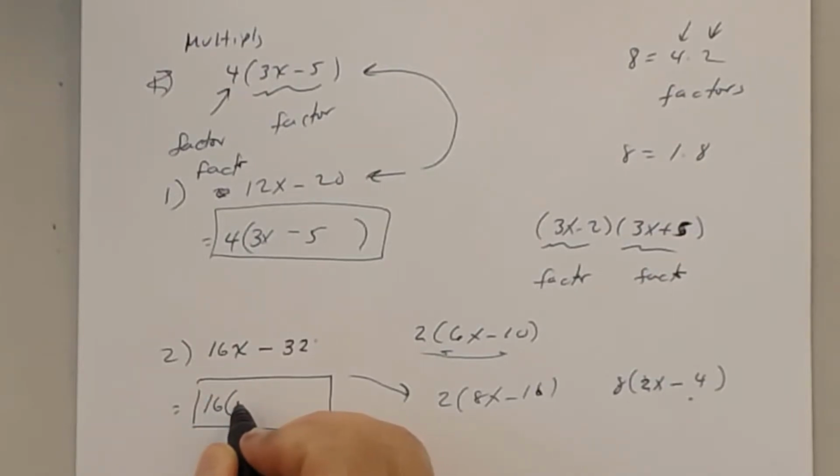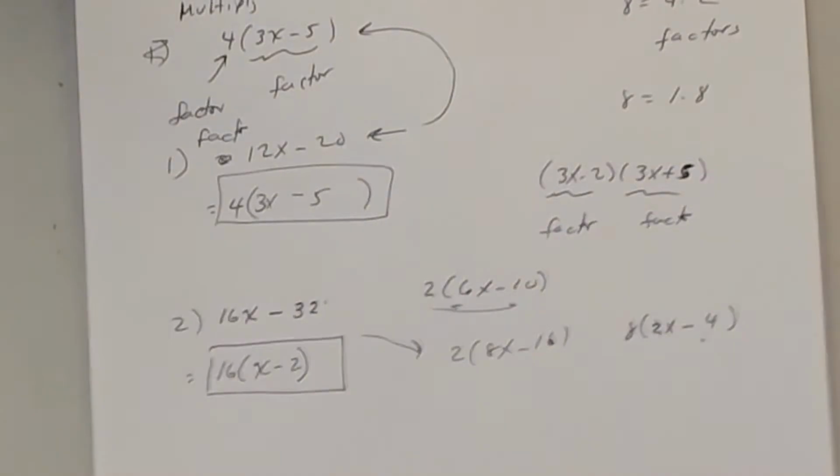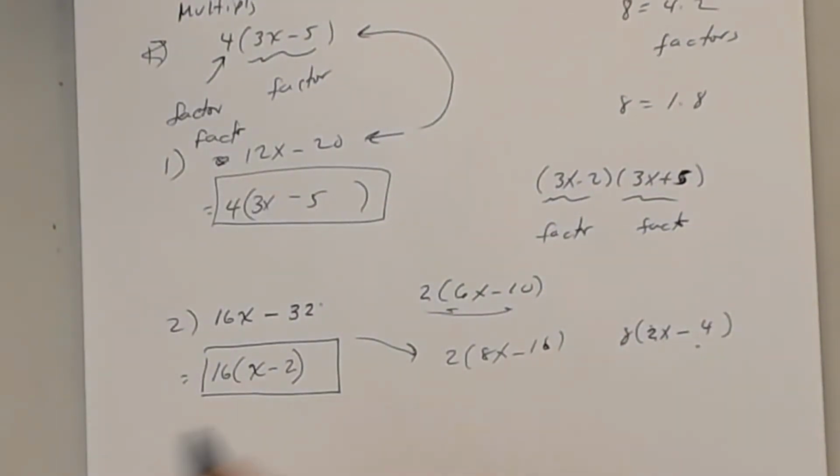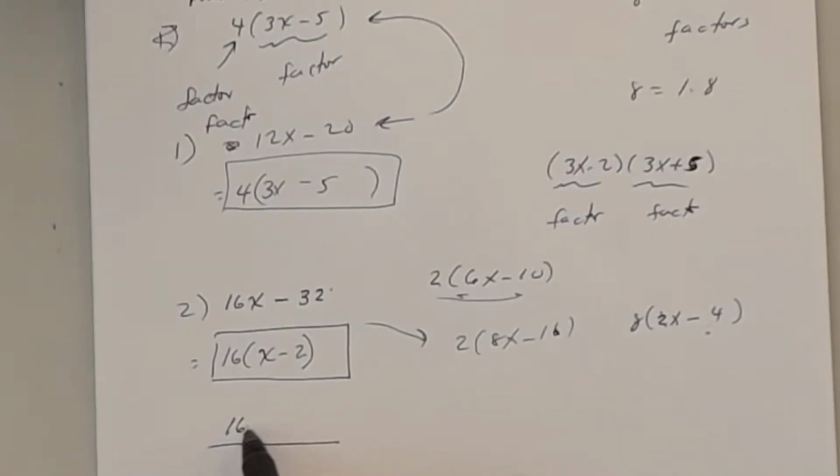So your answer has to be this. 16 times what? x minus 2. Close the parentheses. And always check yourself. What's 16 times x? 16x. And what's 16 times a negative 2? A negative 32. Okay? I'd put a box to say the answer, but normally I'll have a blank, and in the blank you would say 16 in parentheses, what? x minus 2, close the parentheses.